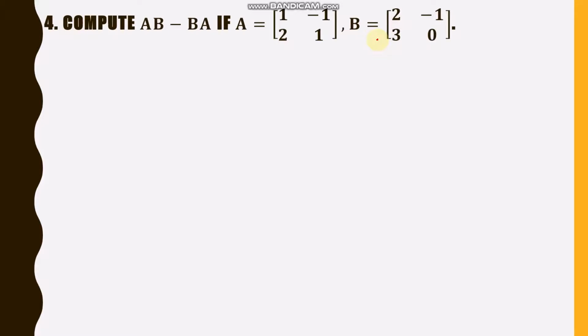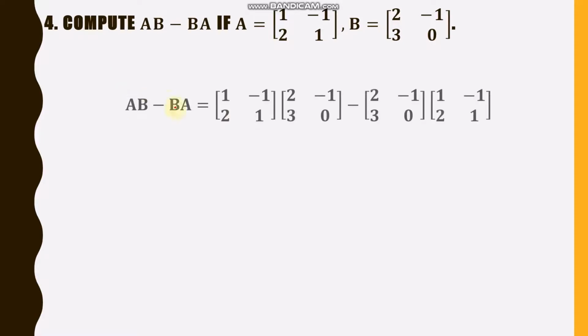Now move to the next question. Question number 4. Compute AB minus BA if A is the matrix 1 minus 1, 2 1 and B is the matrix 2 minus 1, 3 0. Very easy question, you just have to do multiplication. Write down the value of A, write down the value of B, minus, write down the value of B and then the value of A. I hope everyone knows how to do multiplication.